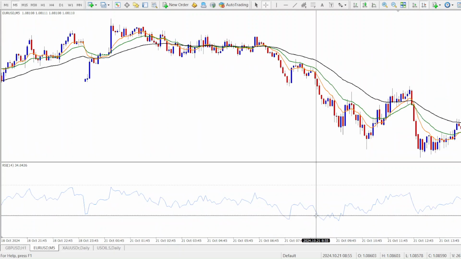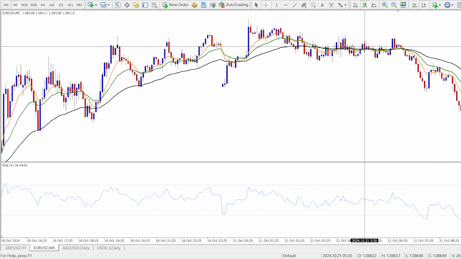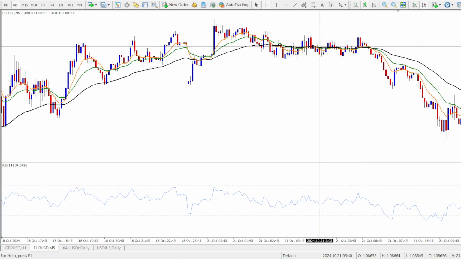Okay, now some tips for success include: avoid trading in a flat or choppy market. Okay, when you have a choppy market, for example, something happening around here, you might want to avoid trading because the direction of the trend is not clear.